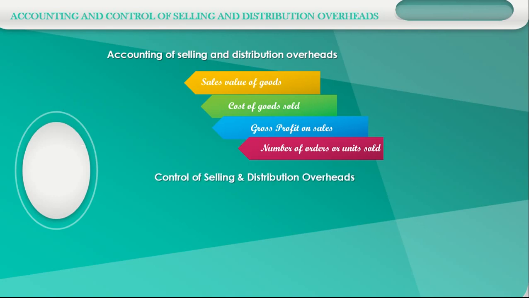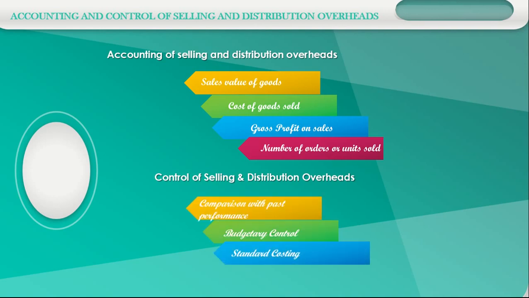2. Control of selling and distribution overheads. The collection and accumulation of each expense is made by means of appropriate standing order numbers in the usual way. Where it is decided to apportion a part of the administrative overhead to the selling division, the same should also be collected through appropriate standing order numbers. Methods: A. Comparison with past performance. B. Budgetary control. C. Standard costing.